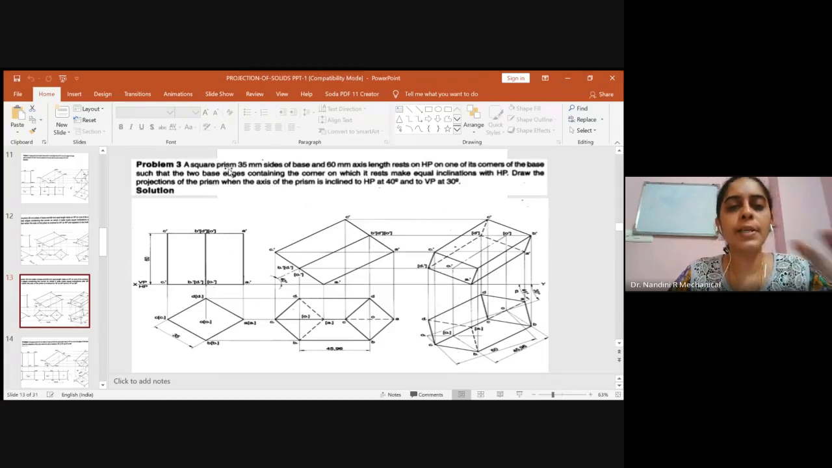It is a square prism of 35 mm side and axis is 60 mm, and it is resting on one of its corner. So when it is resting on one of its corner, we show the corner and not the straight edge. Since it is resting on one of its corner, the axis will be overlapped with the edge, and hence we don't show the axis here, but still we consider the axis height of 60 mm and complete the rectangular surface as our front view.